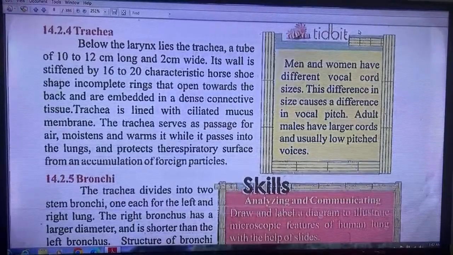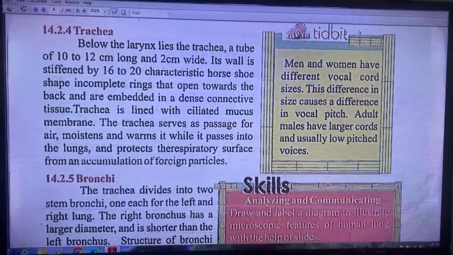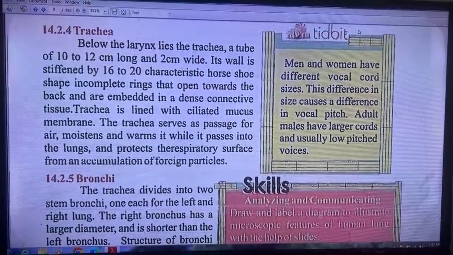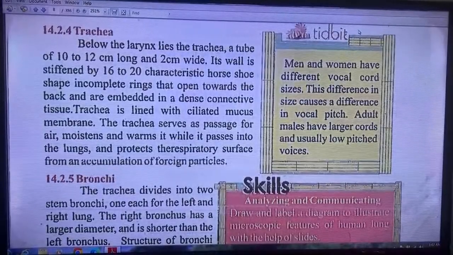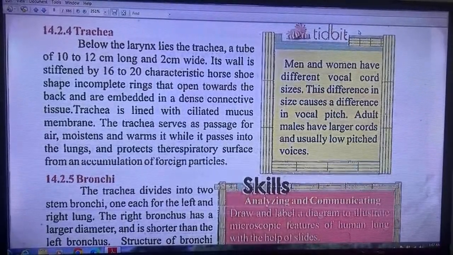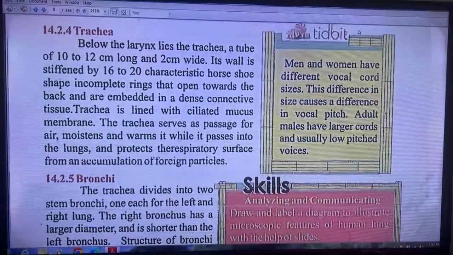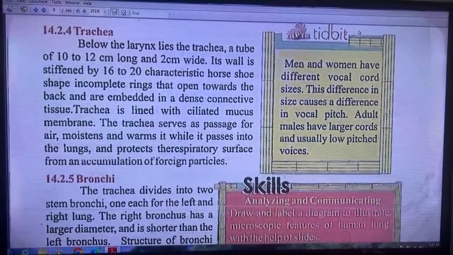The trachea is lined with ciliated mucous membrane. The trachea serves as a passage for air, moistens and warms it while it passes into the lungs, and protects the respiratory surface from an accumulation of foreign particles.